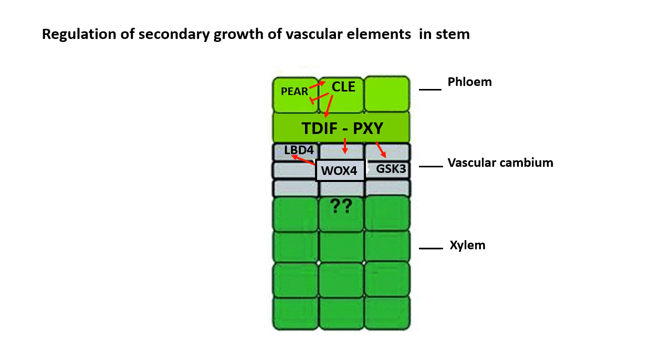The binding of TDIF to PXY leads to the dissociation of the PXY-GSK3 complex, which results in the promotion of xylem differentiation. Further, the VND6 or VND7 transcription factors and the SND1 transcription factors regulate the differentiation of metaxylem and protoxylem and the formation of secondary walls, as seen earlier in this module.